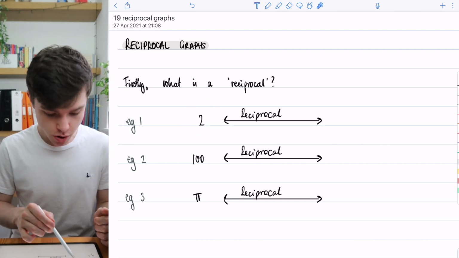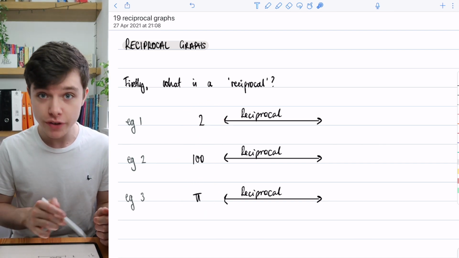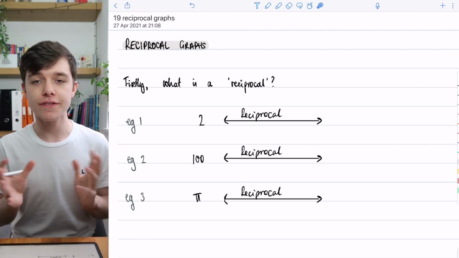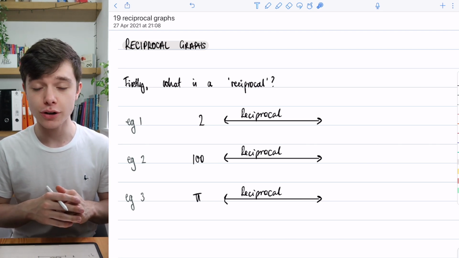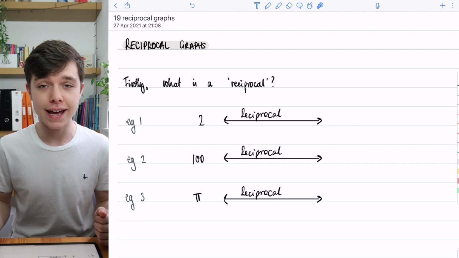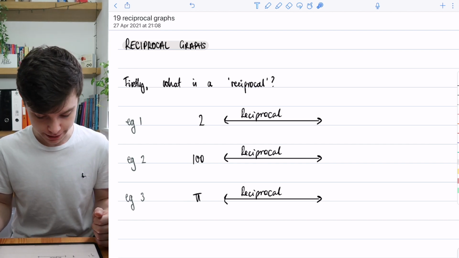We're starting with 2, we've got 100 and we've got pi, okay? Each one of those is a number. 2 and 100 are integers. Pi is an irrational number.